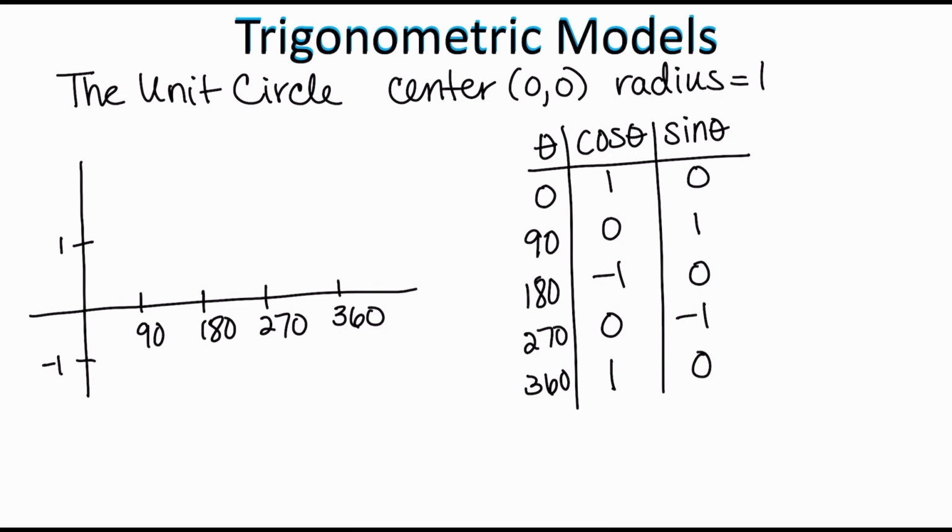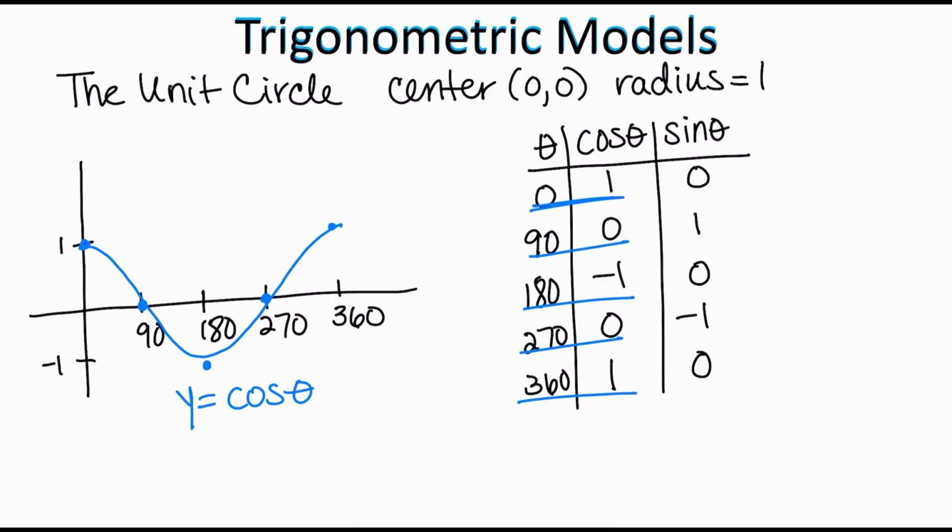So let's see what happens when I graph the cosine of theta. I'm going to look at these values right here as ordered pairs. That means that at 0, I'm at 1. At 90, I'm at 0. At 180, I'm at negative 1. 270, I'm at 0. 360, I'm back to 1. So this is what my graph looks like. And I have just graphed y is equal to the cosine of theta. So this is what the cosine of theta graph is going to look like.